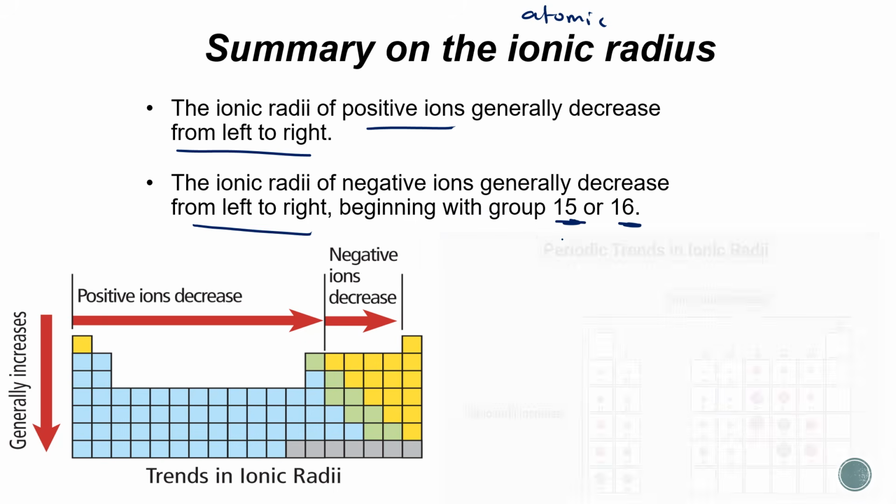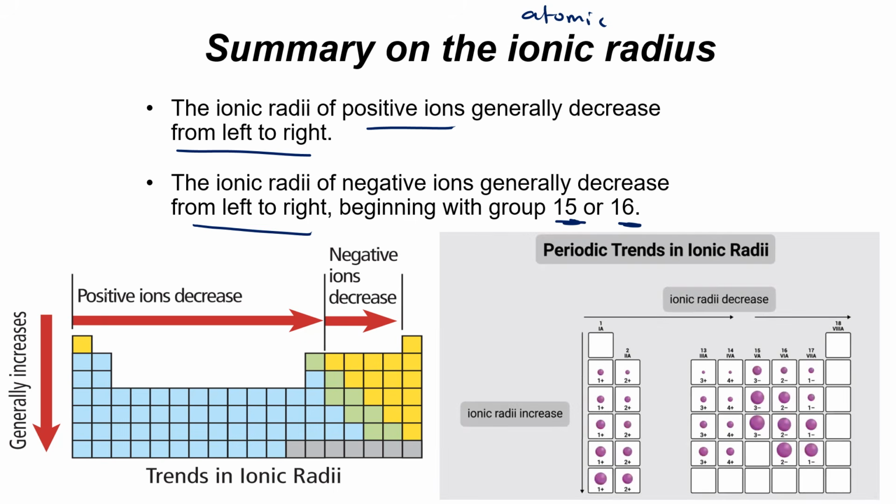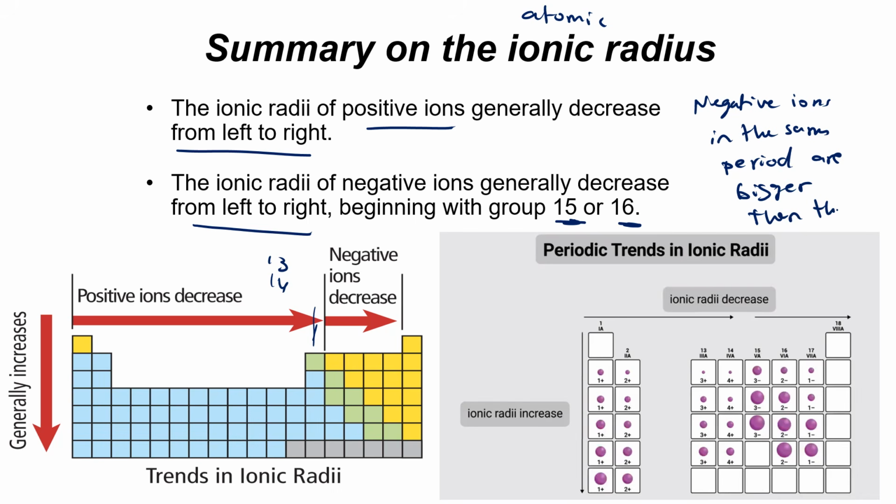What does this mean? It means that the positive ions will generally decrease but stopping at group 14 or 13. Now starting from group 15 or 16, the negative ions size will start to decrease. But negative ions in the same period are bigger than the positive ions.